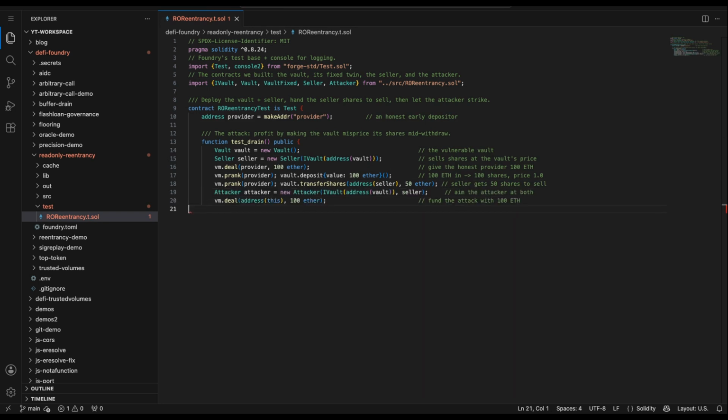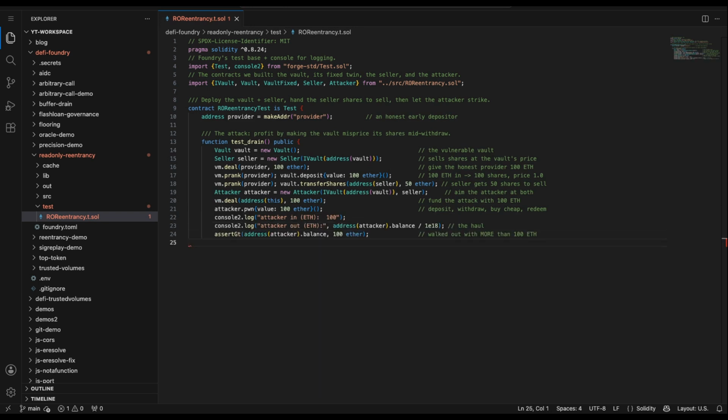It logs what the attacker put in, 100, and what it walked out with. And the final line is the real claim: the attacker's balance is now greater than the 100 it started with. If that holds, we made money out of thin air, and it came from the seller.